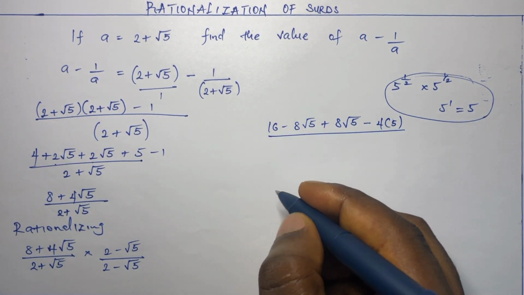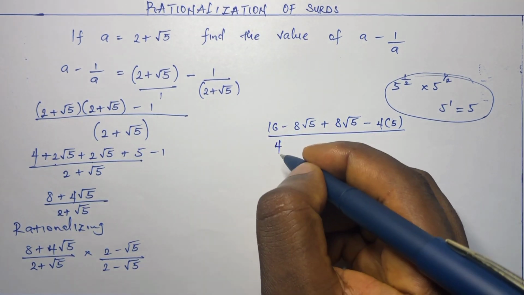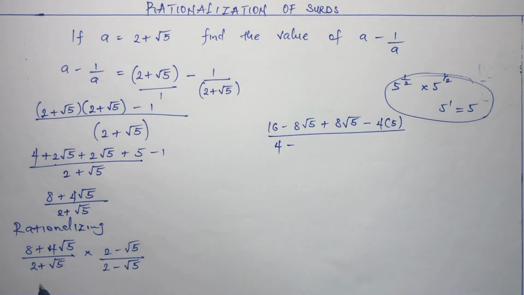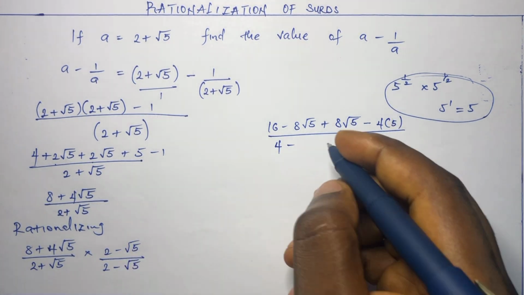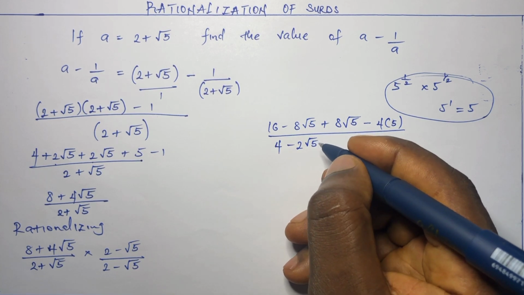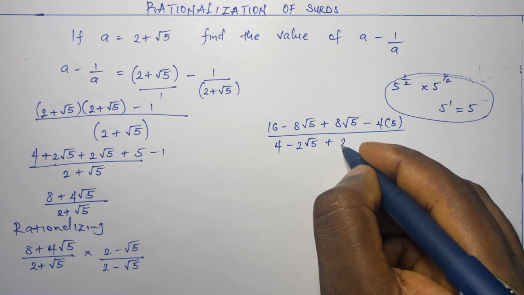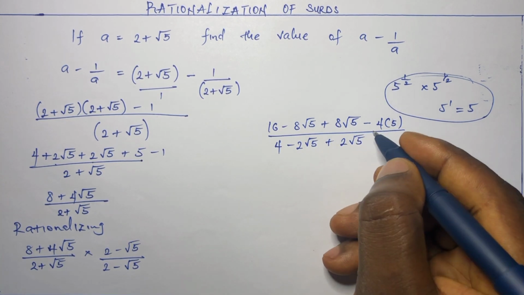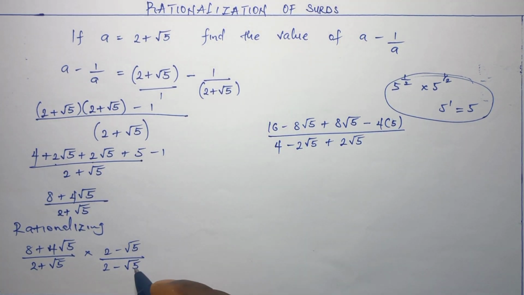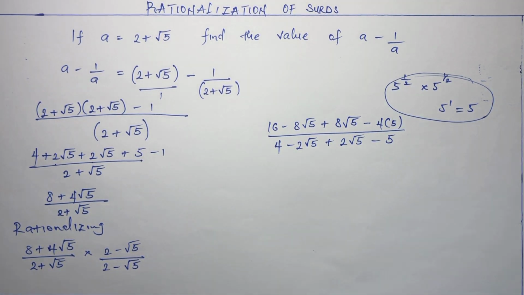Then divided by the product of 2, we have 4. And then minus 2 into minus root 5, we have minus 2 root 5. And then we also do have root 5 into 2, which gives positive 2 root 5. And then root 5 into negative root 5, the root will cancel, and we're having negative 5 remaining.